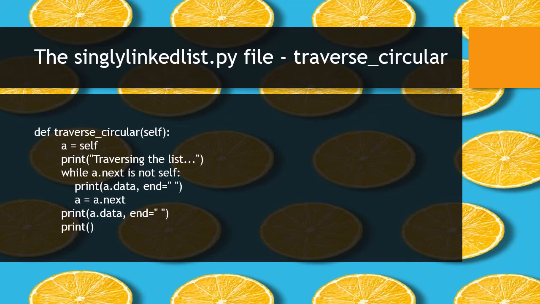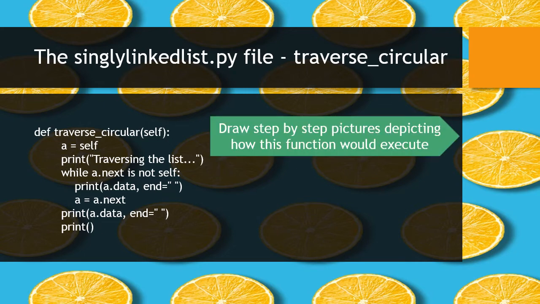Again, there are no pictures here, and I want you to draw step-by-step pictures depicting how this function would execute. Again, even without the pictures, I can predict the annotation. This is a traversal algorithm. It will visit every node in the list. If there are n nodes, the annotation would be O(n).